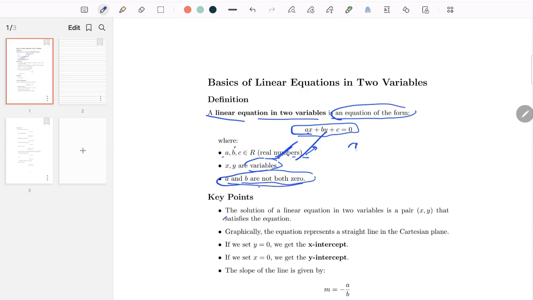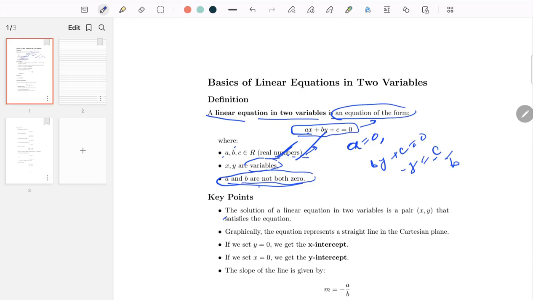Why? If a equal to 0 and b equal to 0, then c equal to 0, so there is no meaning of this equation. What about if a equal to 0 and b does not equal 0? Then it becomes by plus c equal to 0, and we can find the solution of y, that is minus c by b. So it should be remembered, and maybe it will help later.